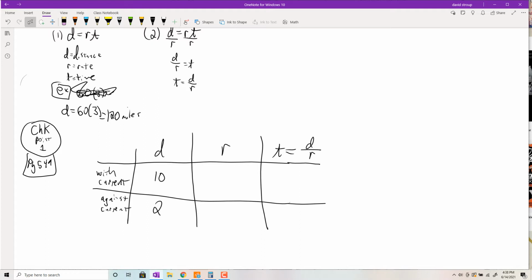So if you're going with the current and you're in a canoe, so here's my canoe. If you're going with the current, it's going to be your canoe's rate, which is 3 miles per hour, plus the rate of the current, because you're going a little bit faster. It's like there's this water, it's pushing on the boat, and it's making you go faster. So we'll go plus X. So it's 3 plus X, where X is the current of the water, the speed of the water.